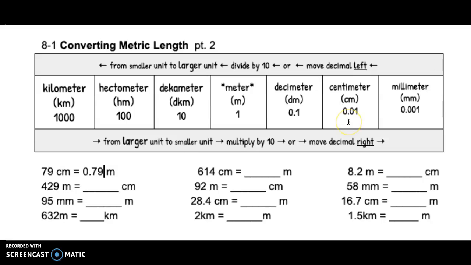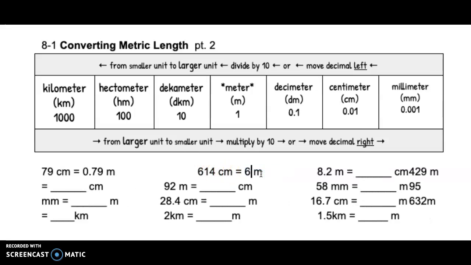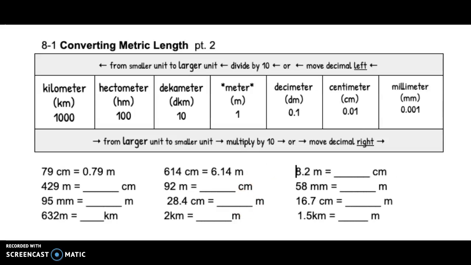Let's do this next problem. 614 centimeters again, to meters. Go 1, 2 places to the left. So my decimal, which is here, goes 2 places to the left. My answer would be 6.14.